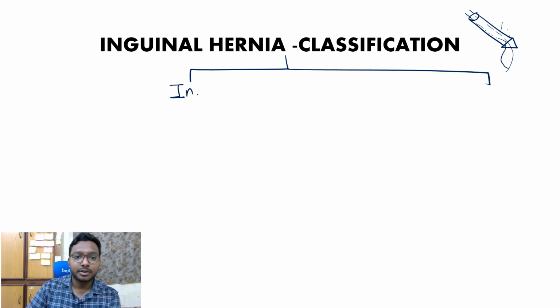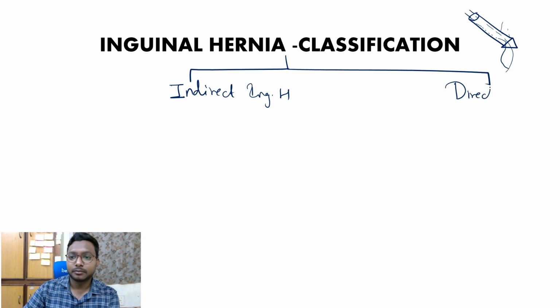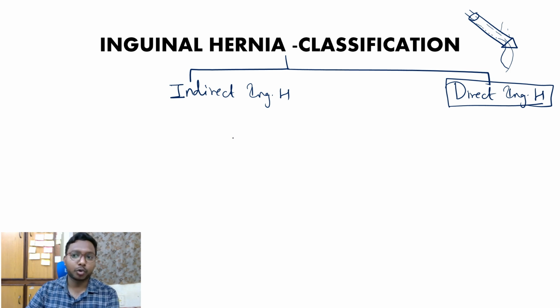So the first one is indirect inguinal hernia. Second one is direct inguinal hernia. Sorry, direct inguinal hernia. Usually this direct inguinal hernia is confined to the inguinal canal, almost never descends down into the scrotum. This is mainly because of the posterior wall weakness.